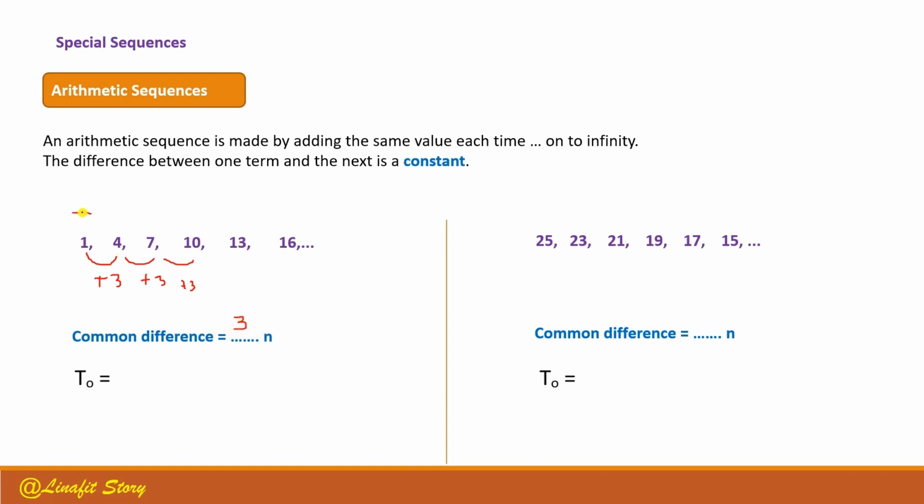The first term is 1. How to get the zero term? We will count backwards. 1 minus 3 is equal to negative 2. So the zero term is negative 2. So the general term of this sequence, Cn, is equal to 3n minus 2. So we join the common difference and the zero term.